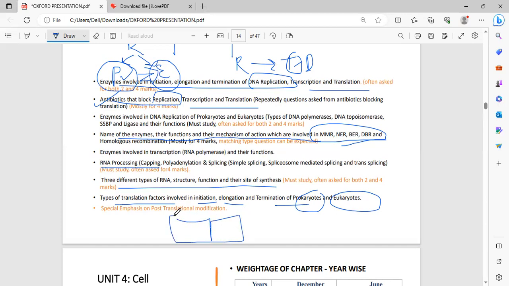Coming to replication, we study it in both prokaryotes and eukaryotes. What are the enzymes required here, and what are the enzymes required here for the replication? After that, the mechanisms: how it gets initiated, elongation, and next termination. The main thing we have to do is a comparison between prokaryotes and eukaryotes, first for replication. In the same way, we have to do it for transcription, and next we have to do that for translation also.